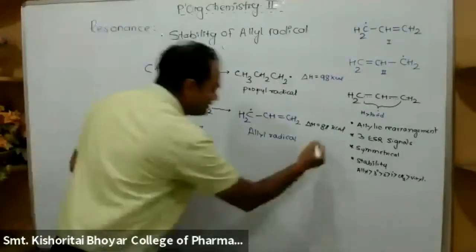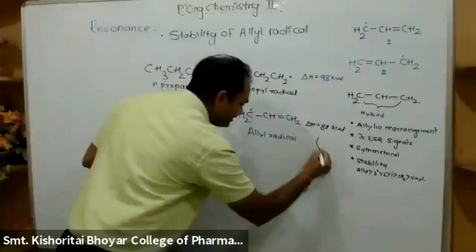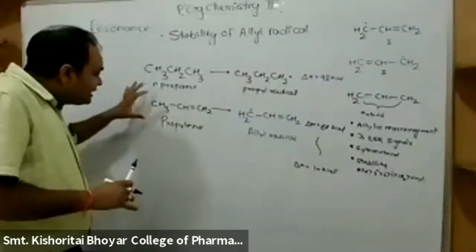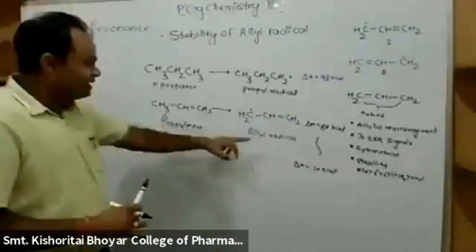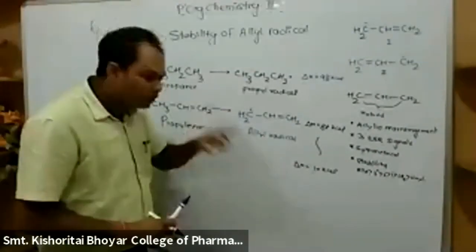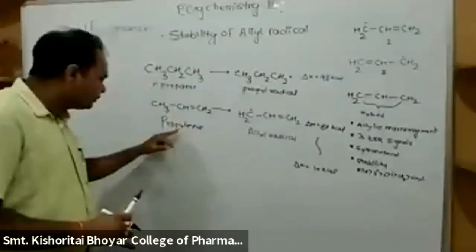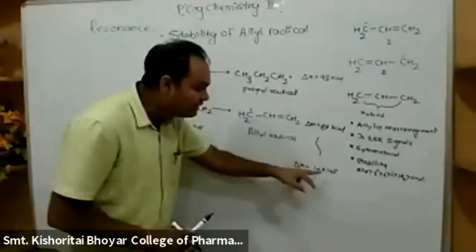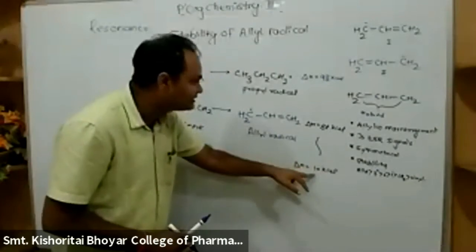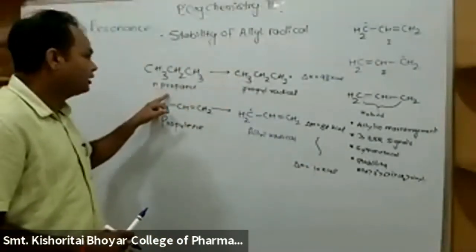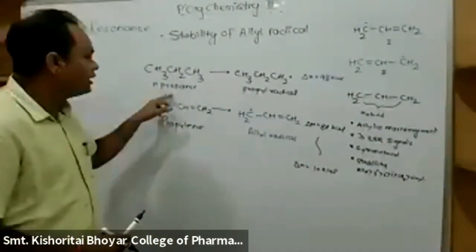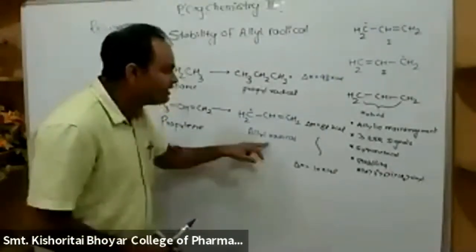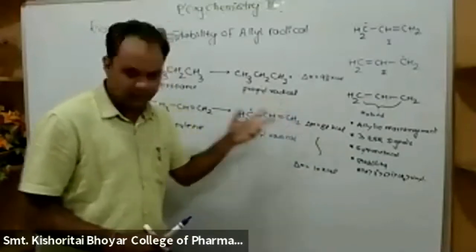So there is a difference, delta H equal to 10 kilocalorie. So it clearly indicates what? When there is formation of the allyl radical from the propylene molecule, it requires 10 kilocalorie less dissociation energy than the n-propane molecule. So that means the allyl radical is much more stable.